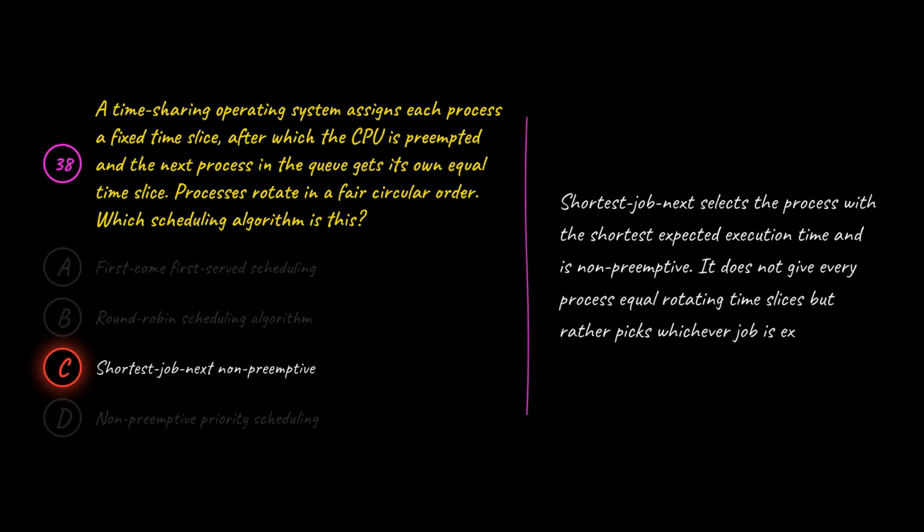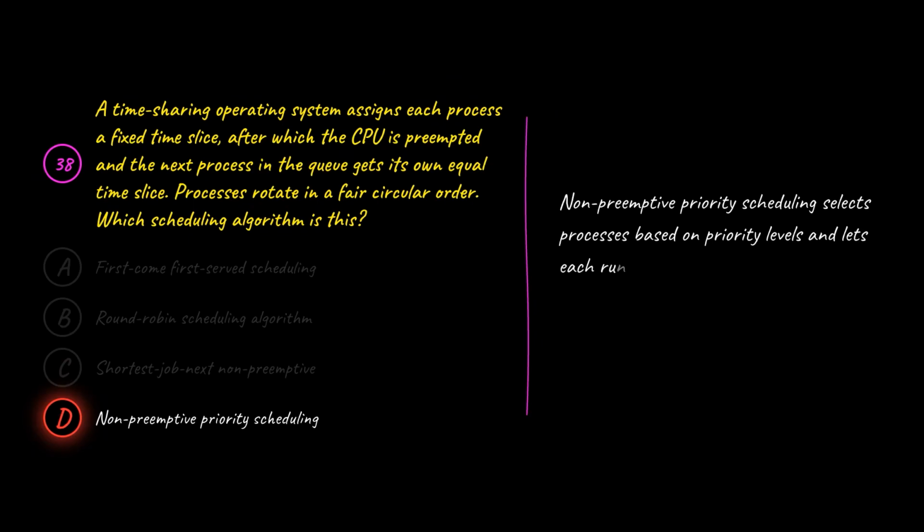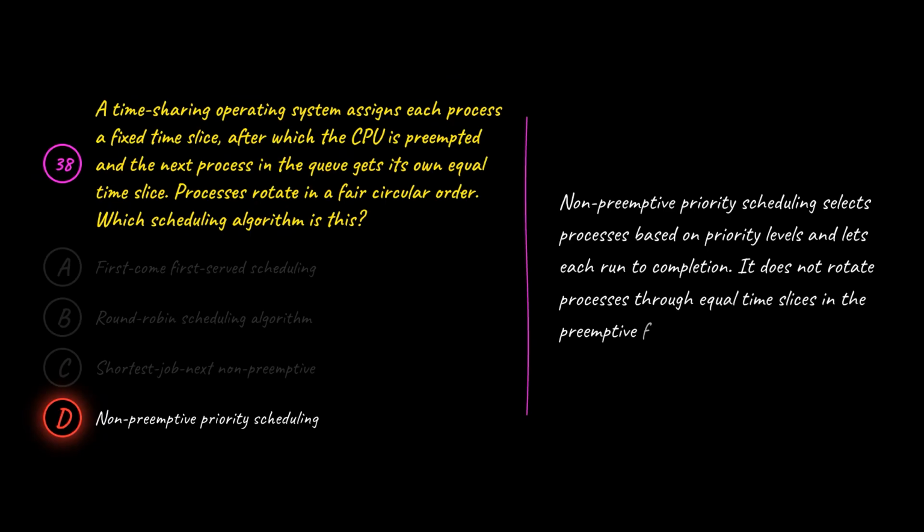D is wrong because non-preemptive priority scheduling selects processes based on priority levels and lets each run to completion. It does not rotate processes through equal time slices in the preemptive fair sharing way round-robin specifically does here.